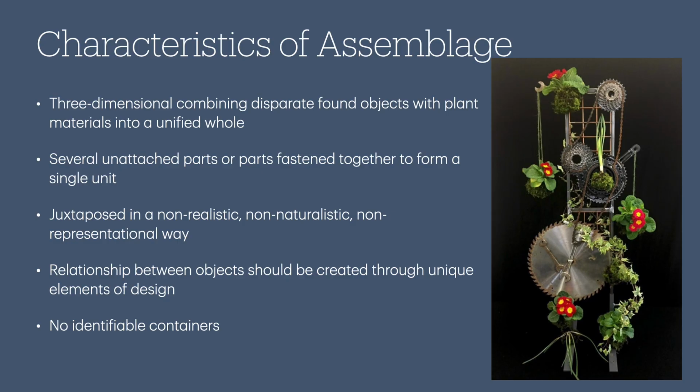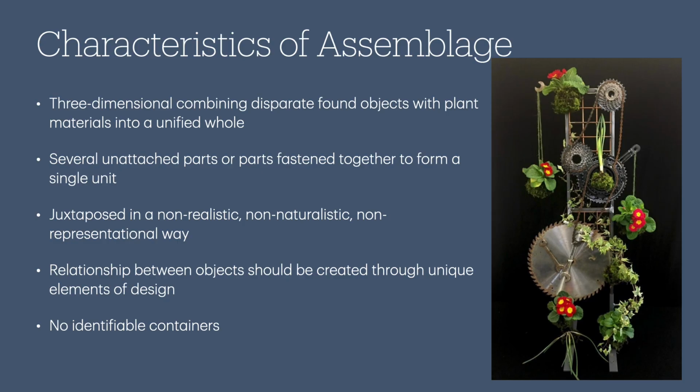First, let's talk about the characteristics of assemblage. Assemblages are three-dimensional and combine disparate found objects with plant materials into a unified whole. Several unattached parts or parts fastened together form a single unit. You can see in the photo on the right that we've got mechanical components and grids, metal, plant material, maybe some sieves and gears that are all combined into this cohesive unit.